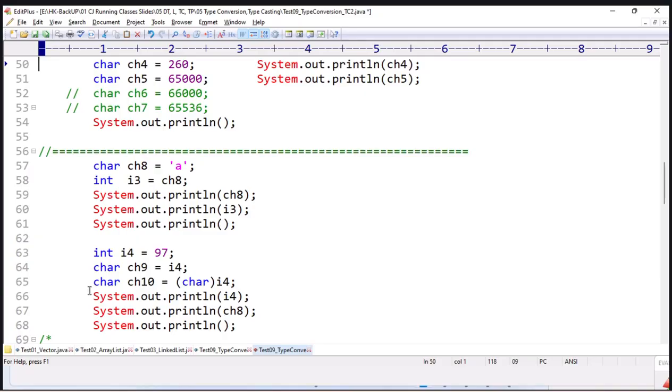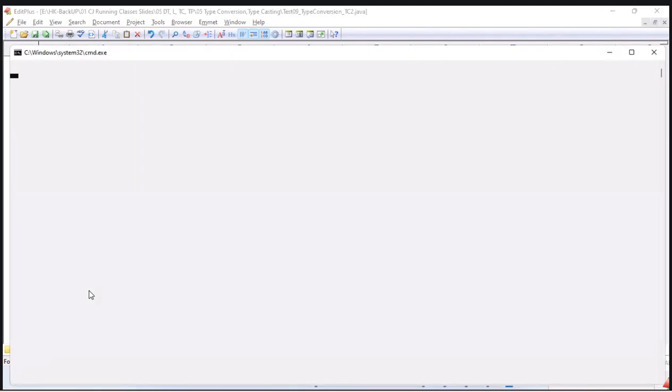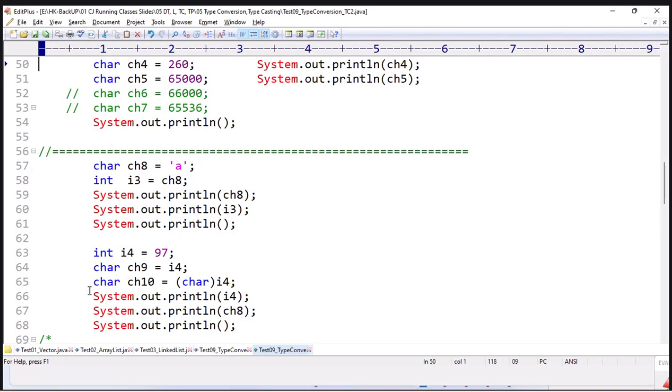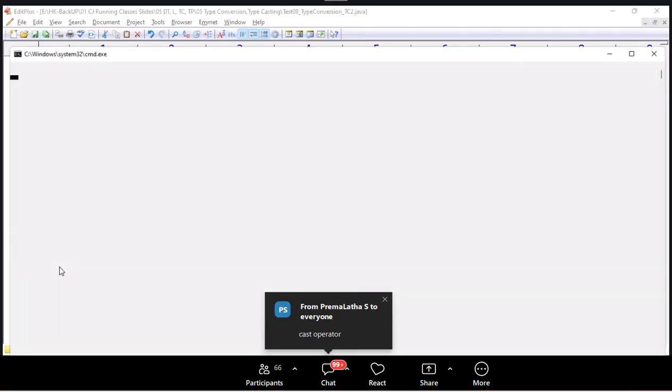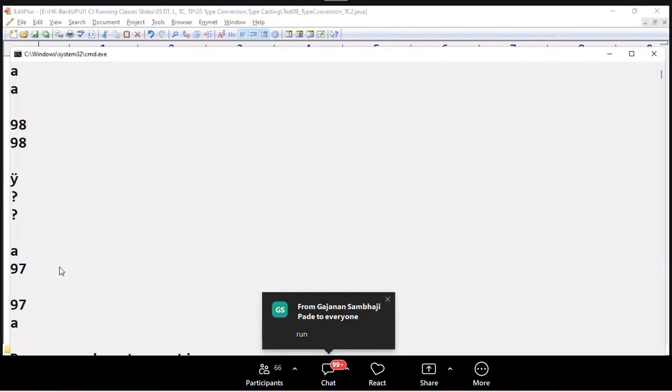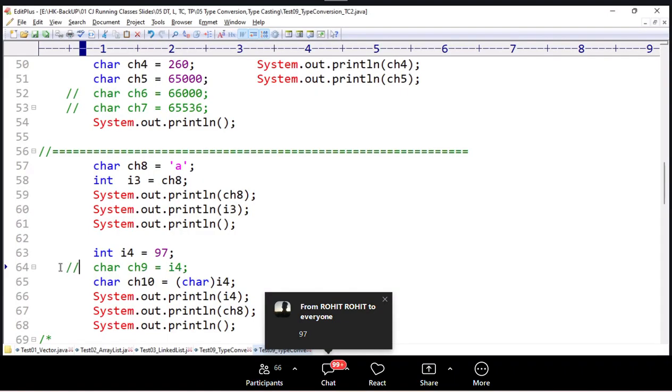Int. What is the int range? A 10-digit number is not in the range of char. Then the compiler throws an error at line number 64: incompatible types, possible lossy conversion. What to do? First comment it. Then use a cast operator. When you use a cast operator, there is no compile time error, conversion happens. And what value is stored? 97, A. So two cases, clear?